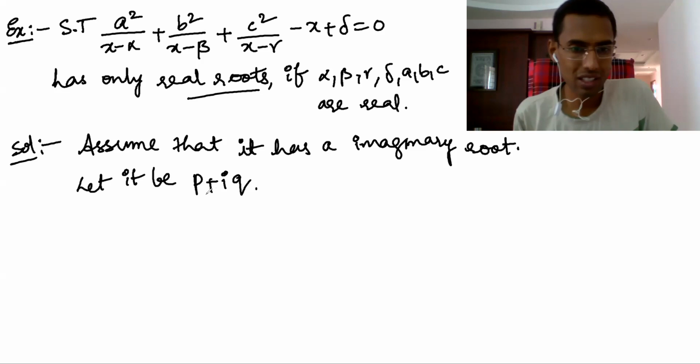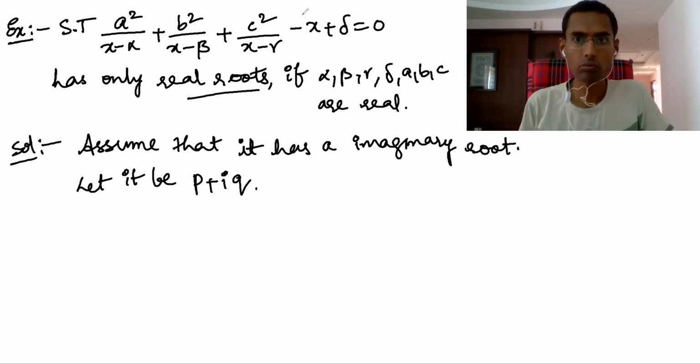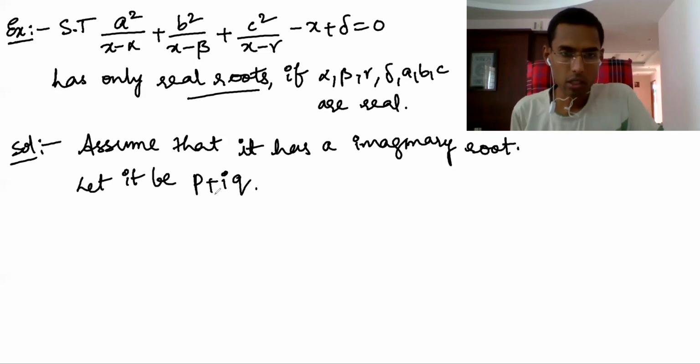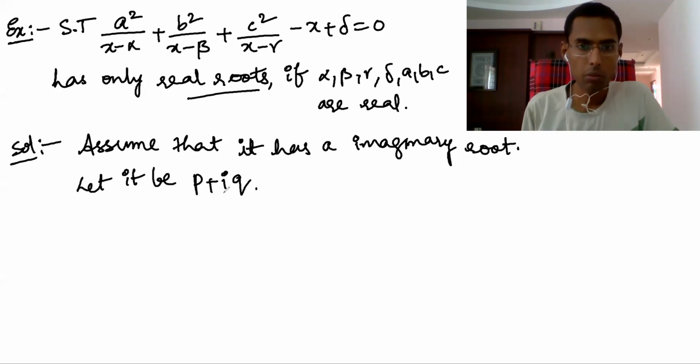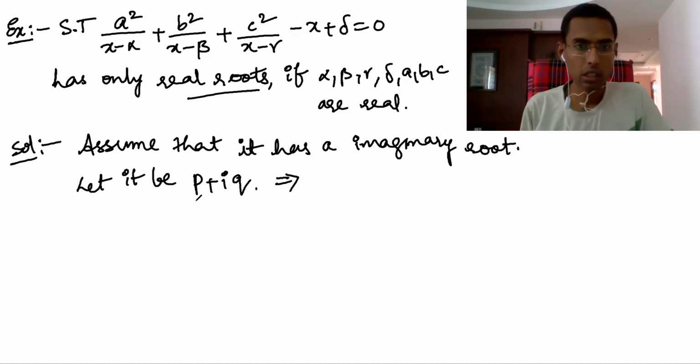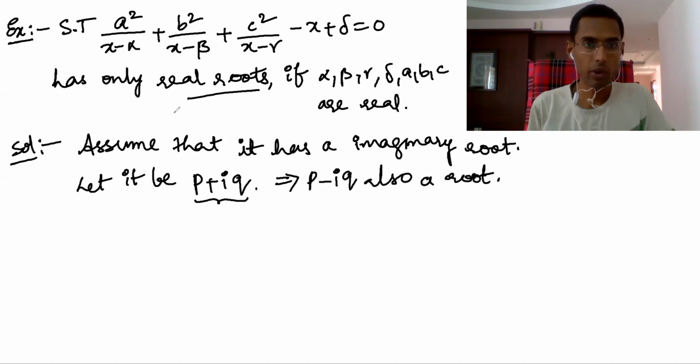So now if this is a root, then automatically, because its constants are real, this imaginary root must occur in a conjugate pair. That means if p plus iq is a root, then p minus iq is also a root. Now it should satisfy this equation when you substitute it.